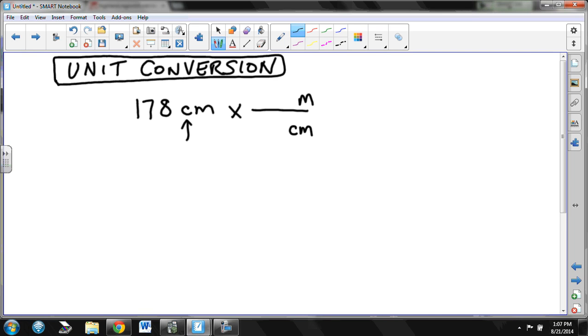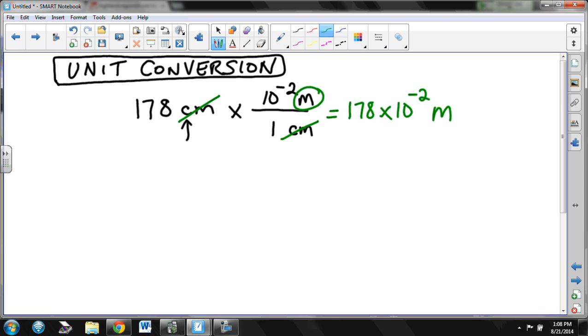So what you need to do is look up what centi as a prefix means. And in our textbook, it tells us 1 centimeter corresponds to 10 to the minus 2 power meters. All right. So one way we could set up this unit conversion is so that the centimeters cancel out and we get meters for an answer. We're going to have 178 times 10 to the negative 2 power for our answer.